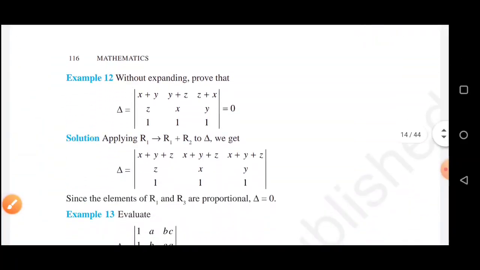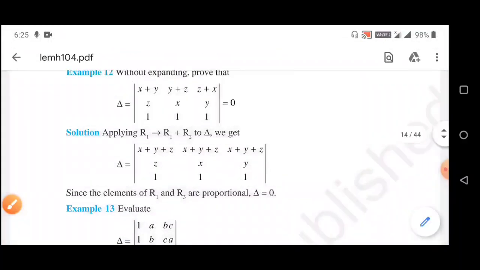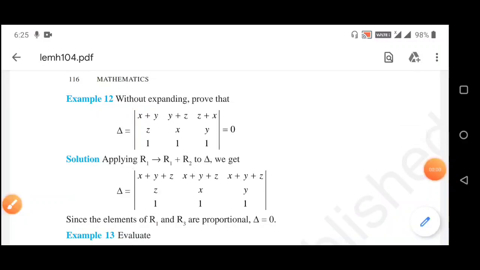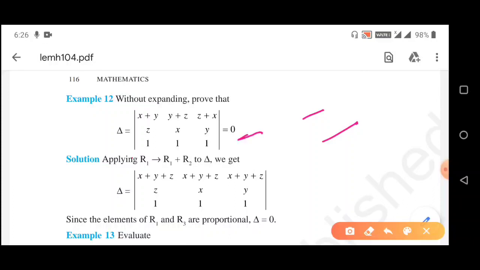Let's move to example 12. In example 12 also we have to prove this determinant is equal to 0. Now see, every time it is not necessary that you will make the elements 0. You can also make the elements identical so that you can take the common factor outside, and any two rows or any two columns will become identical so that you can get the answer 0.